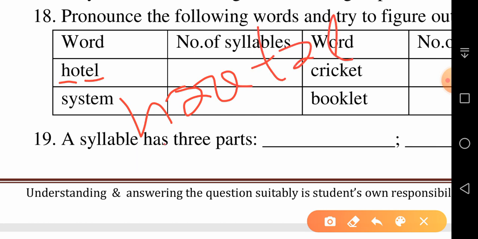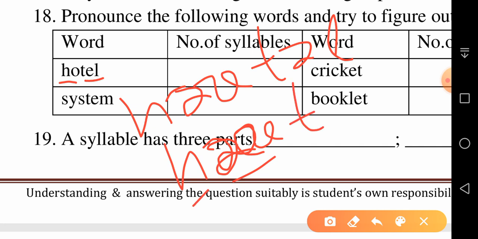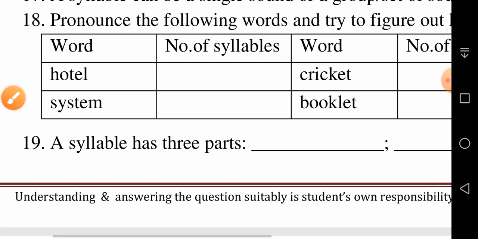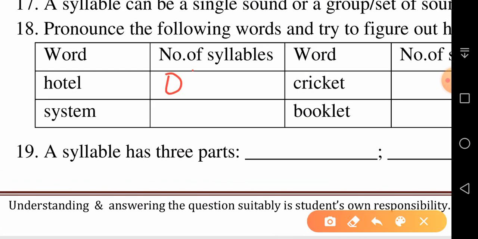Hotel. So here we can see this one is a diphthong, two sounds, and then this is a syllabic consonant. So we say two syllables here, one, two. There are two vowel sounds here. So hotel has got two syllables. Let me write it, two.